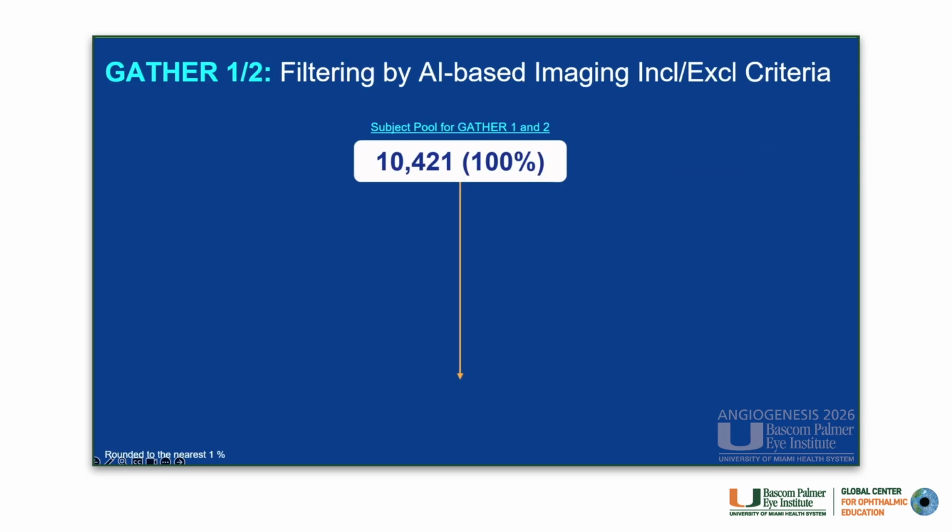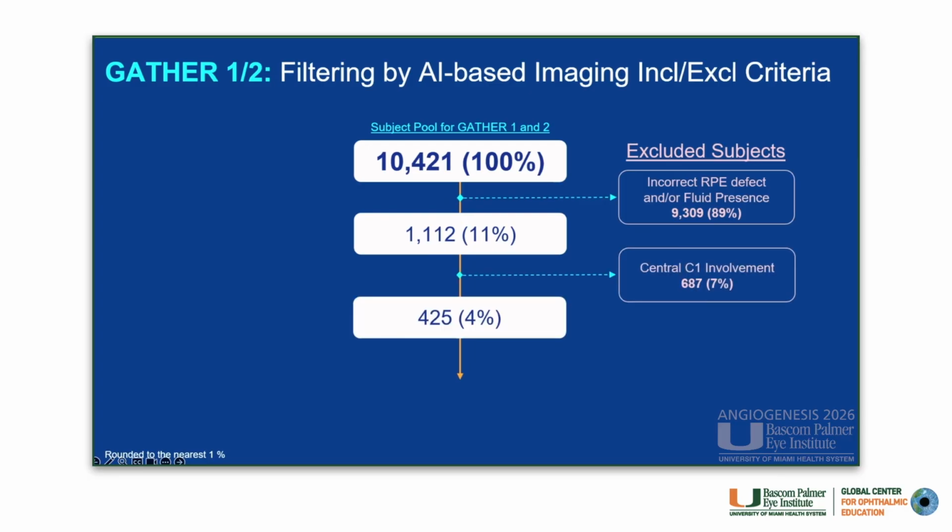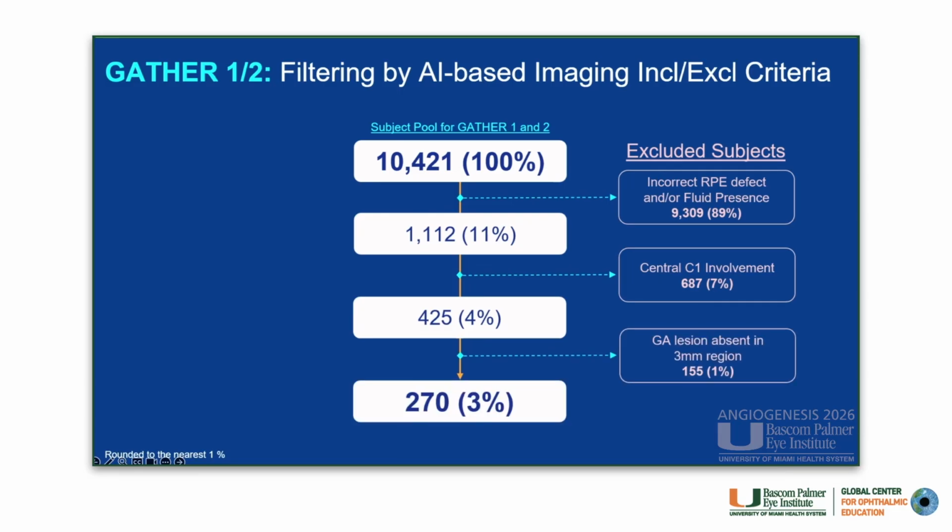During the Gather 1 and Gather 2 analysis timeframe, 10,421 unique patients were analyzed. 89% of this pool was excluded because of incorrect RPE defect and/or fluid presence. Of these patients, 7% were excluded because of central involvement of their lesion, and a final 155 patients, or 1%, were excluded because the GA lesion was absent in the 3 mm region.